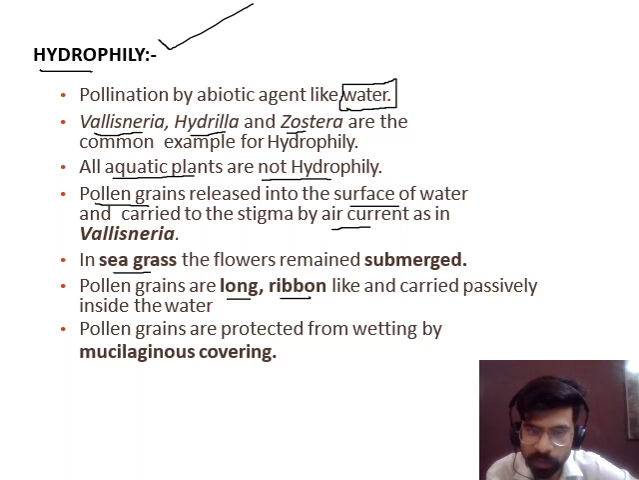Pollen grain should be covered by a covering known as mucilage covering, so that mucilage helps in the protection of pollen grain from wetting. Wetting means the pollen grain will not get wet, गीला नहीं होगा वो, क्योंकि उसके ऊपर mucilage का covering होगा.